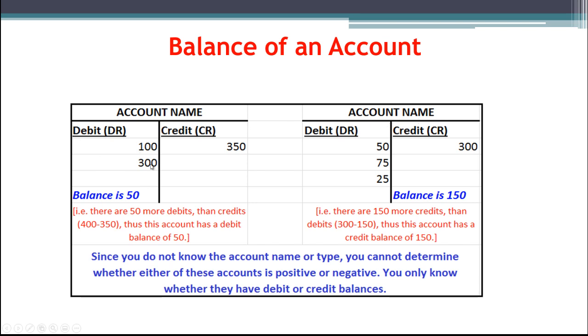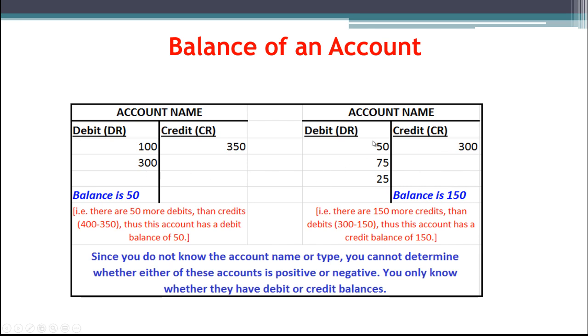For any account, the way to determine what the final dollar balance is, you can start with either side, but you sum up both sides individually, and you determine which side has the most. Here, they have 400 total debits, 350 total credits, so there are 50 more debits than credits. That means they have a $50 debit balance. So that's what matters there. $50 debit balance.